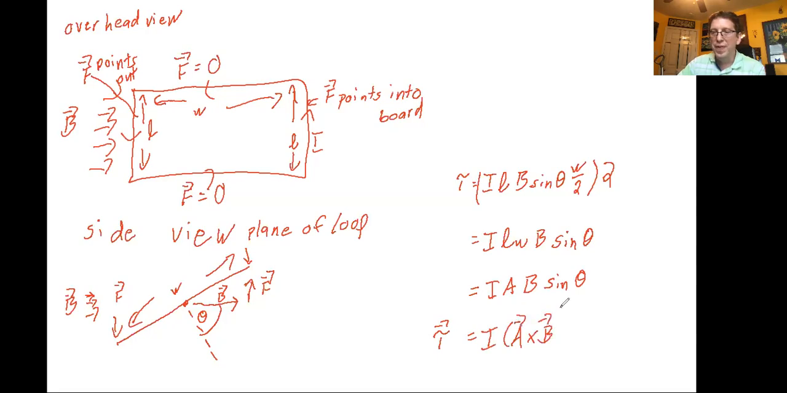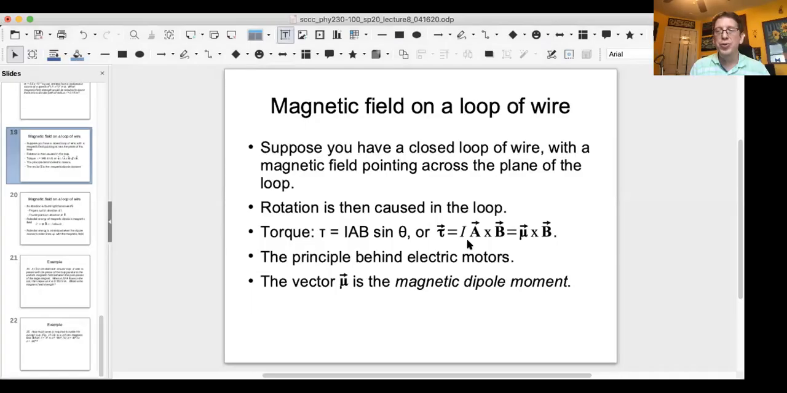And so we're defining an area vector like we did when we talked about electric flux, so that it points perpendicularly outward from the surface. And then that's cross B, where that's the magnetic field. And you can also write this as a new vector mu cross B. Well, what is mu? Mu is called the magnetic dipole moment. And so it's equal to I times the vector A.